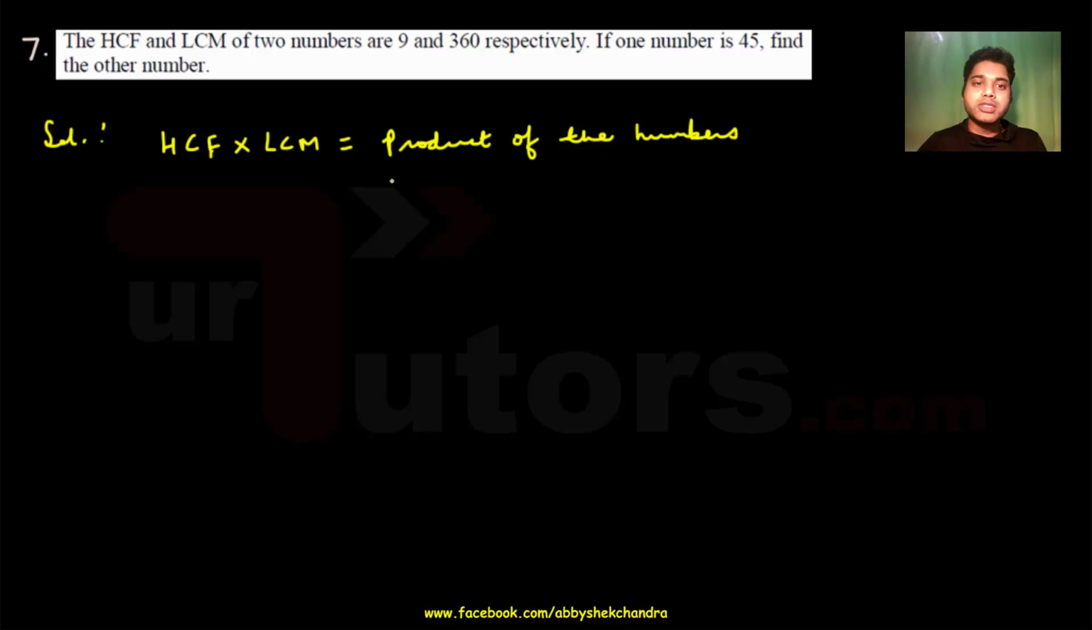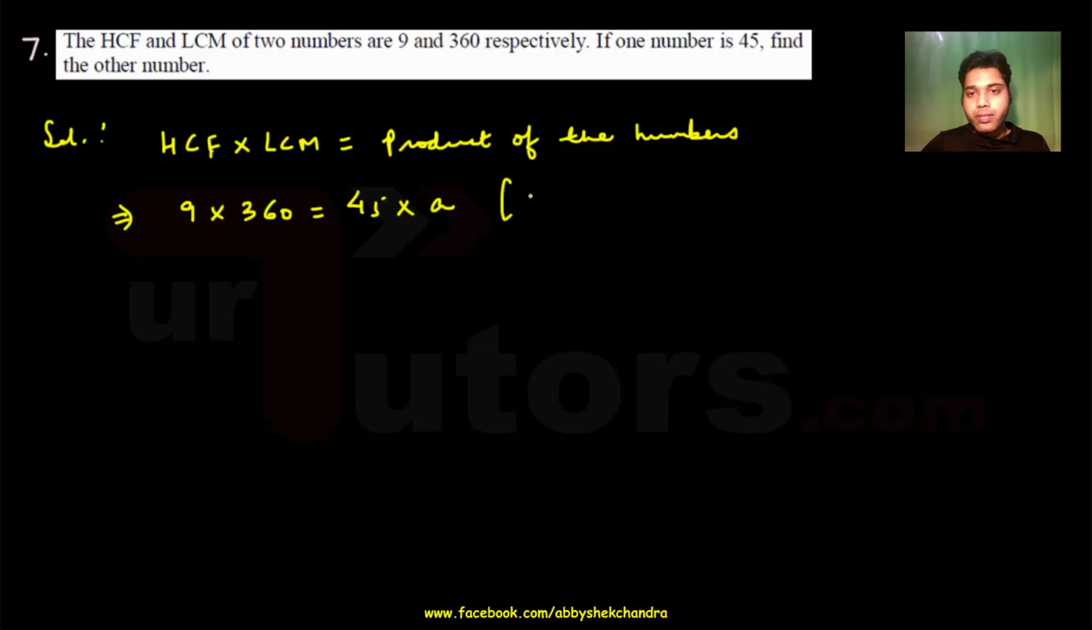Product of two numbers is equal to their HCF into their LCM. Now this means HCF is given to be 9, LCM is given to be 360, and one number is 45. What will be the other number?